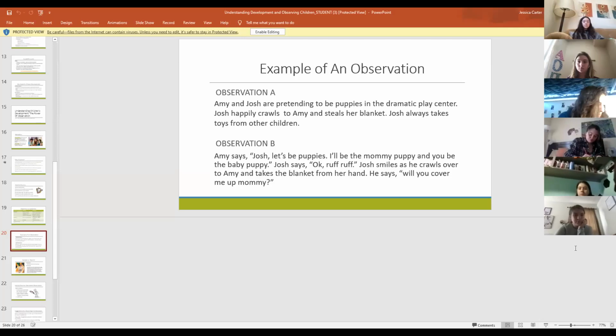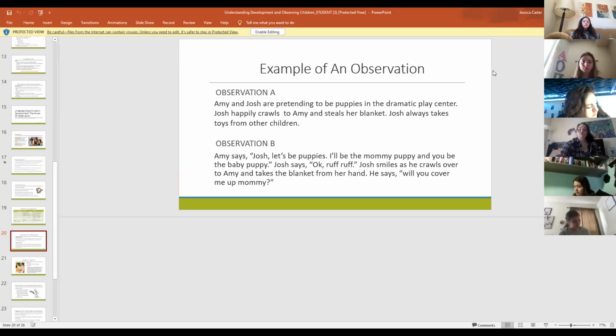For observation A, she's saying he happily crawls over to her. And so to me, that's subjective because you're putting in an emotion that's not a proven fact, that he's happy. Sure. In observation B, we can read that Josh smiled as he crawled over to Amy, and that is objective information that was observed by the recorder. But you're right that assuming a child is happy just because they smile, sometimes I smile when I'm nervous or when I'm uncertain. And so yes, that was a reading into of emotion.